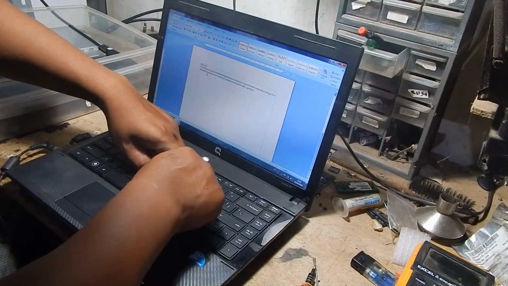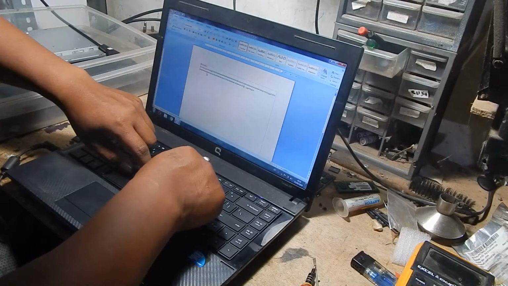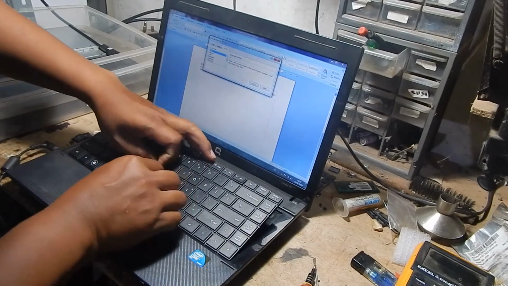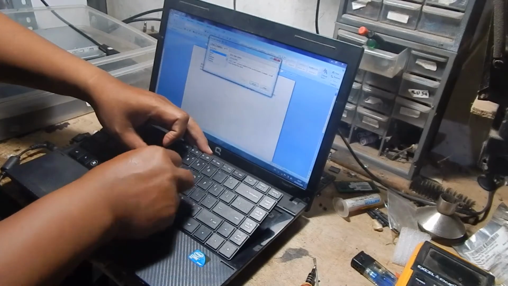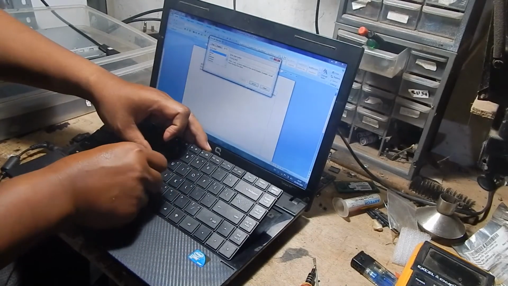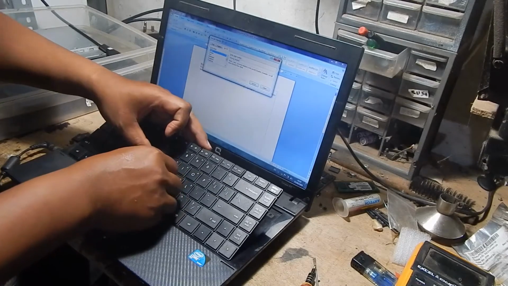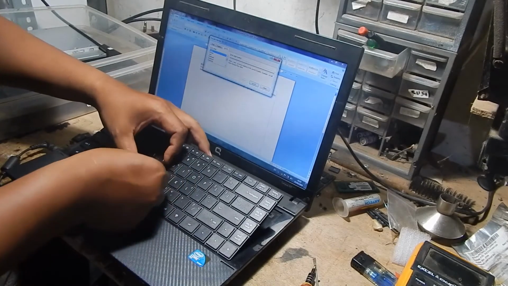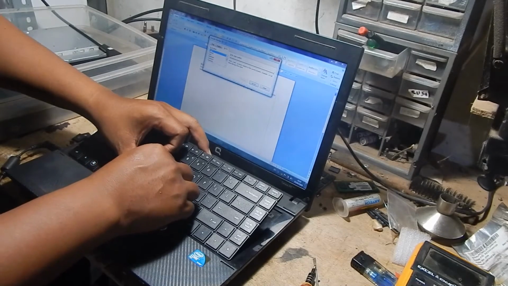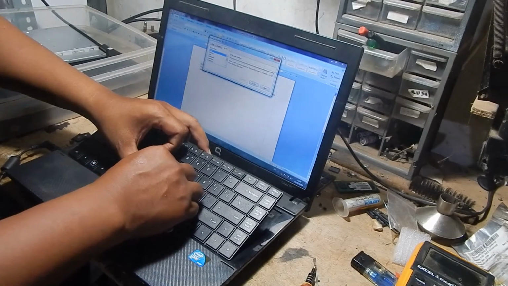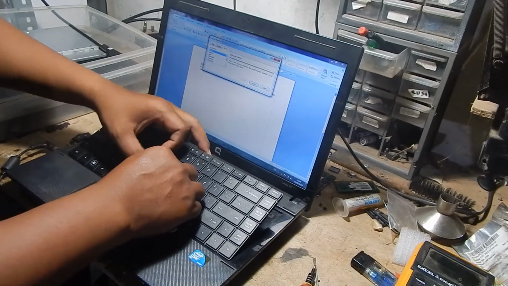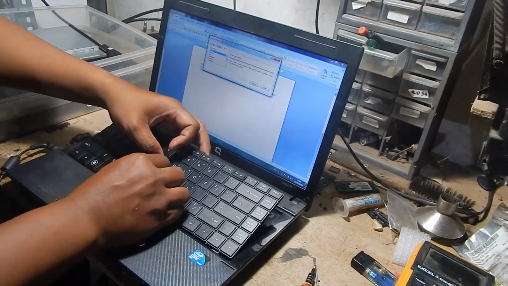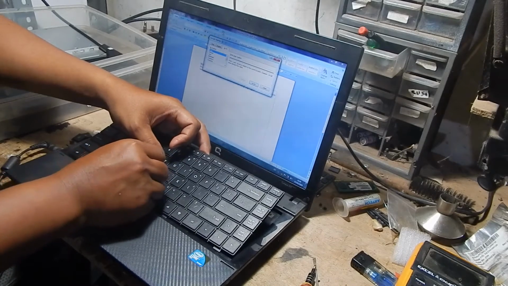Maksudnya like dipencet G H melu-melu walaupun enggak dipencet. Jadi G karo H mencet bareng-bareng. So the G and H keys are pressed together. When I press one of them, I press H, the G key is pressed too, I press the G, the H key is pressed too. So I will repair this case one by one.